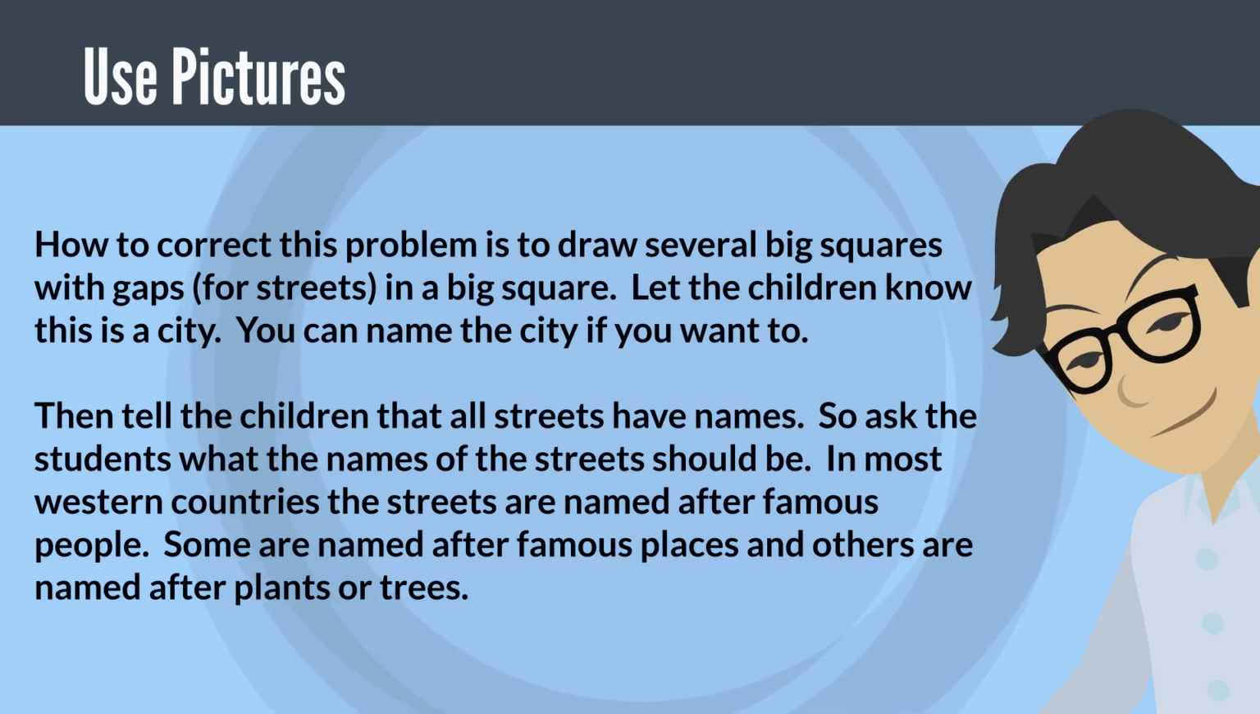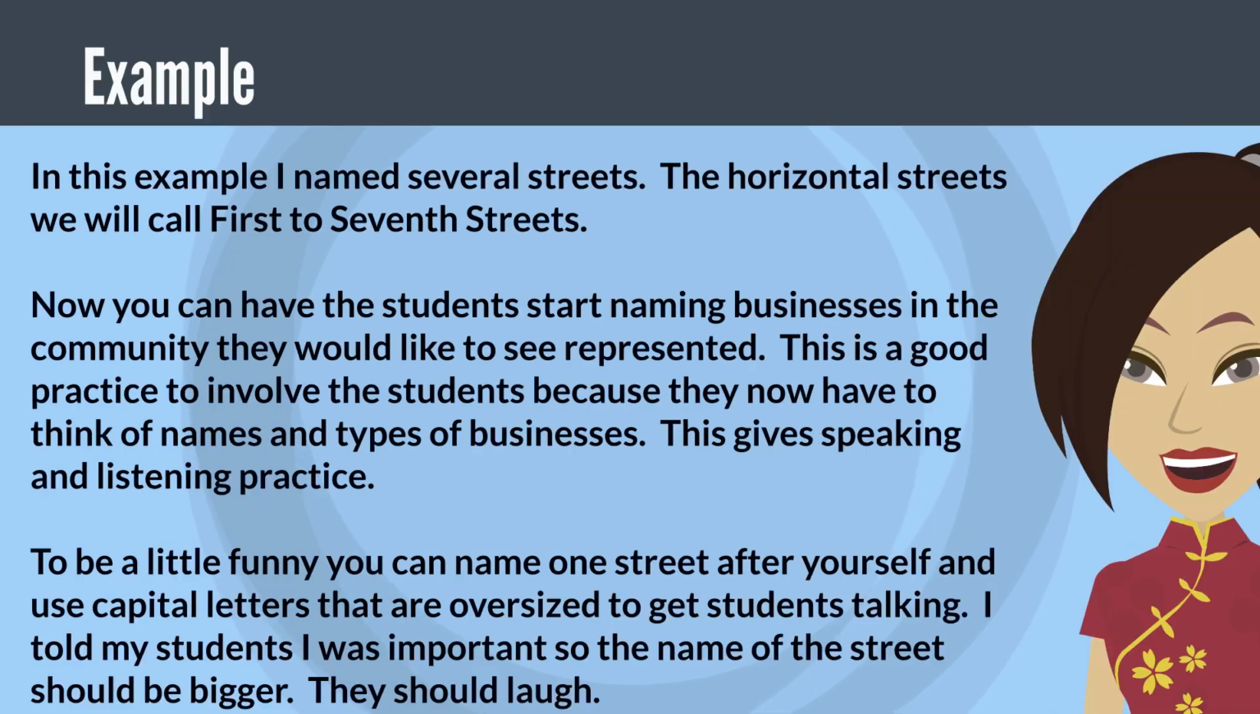In most Western countries, the streets are named after famous people. Some are named after famous places and others are named after plants or trees. In this example, I named several streets. The horizontal streets we will call 1st to 7th streets. Now you can have the students start naming businesses in the community they would like to see represented.